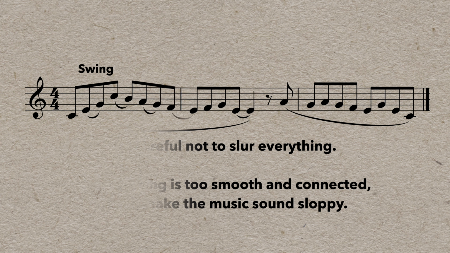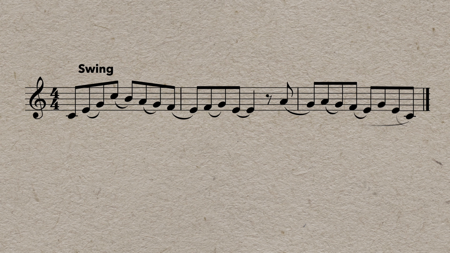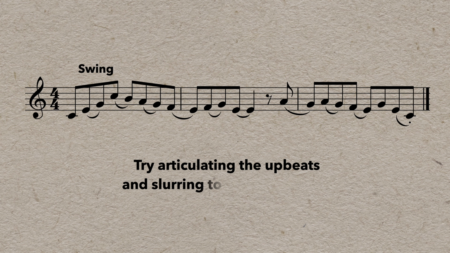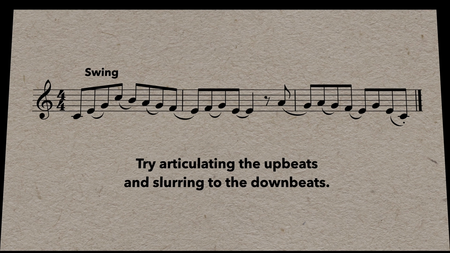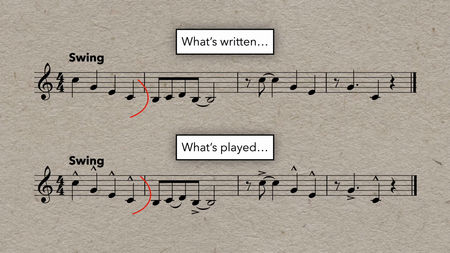Now, the specific execution of this will depend on what instrument you play. But a good general guideline is to emphasize the upbeat and slur to the downbeat. Also, in swing music, the quarter notes tend to be short and kind of punchy, with a bit of space between them. Longer notes get full value, but notes that start on the upbeat also often have an implied accent as well.